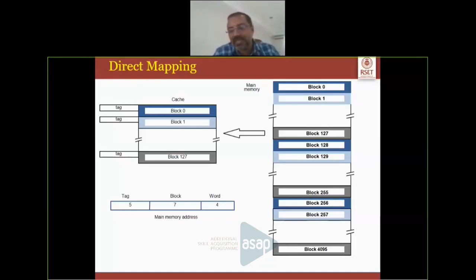Then 5 bits for tag. What do you mean by tag? Tag means, in the cache memory you can see some heading tag. I will try to explain the tag with this diagram.